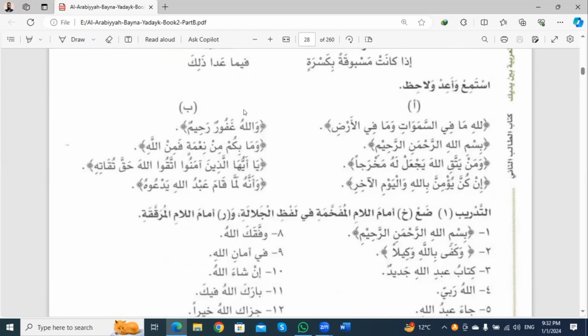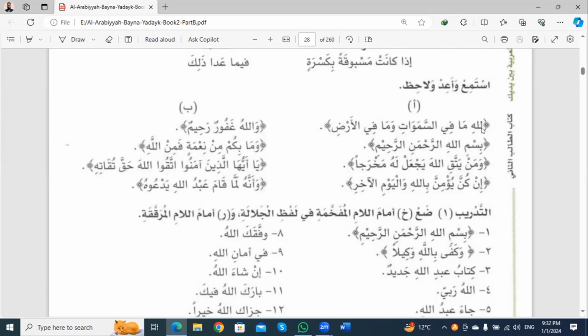In other cases, you should pronounce it mufakhama, heavy. Wallahu, because there is no kasra. وَمَا بِكُم مِّن نِعْمَةٍ فَمِنَ اللَّهِ. It is not sukun, it is fatha. فَمِنَ اللَّهِ. وَاتَّقُوا, there is dhamma in front of Allah. Taqullaha. Abdullah. Here is dhamma.